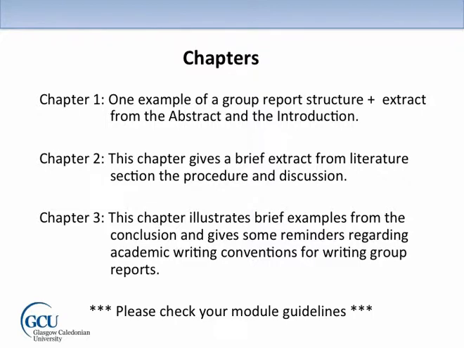Chapter 1 demonstrates an example of a group report structure and gives an extract from the abstract and the introduction. Chapter 2 gives a brief extract from the literature section, the procedure and discussion. Chapter 3 illustrates brief examples from the conclusion and gives some reminders regarding academic writing conventions for writing group reports. Again, please note that you should always check your module guidelines.